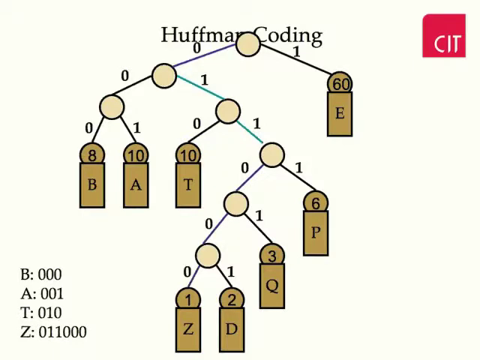And we get to Z by going left, right, right, left, left, left, which gives us 0, 1, 1, 0, 0, 0. Now you notice that the code for Z is quite long because it's very far down the tree. D is left, right, right, left, left, right, which is 0, 1, 1, 0, 0, 1. Q is 0, 1, 1, 0, 1. P is 0, 1, 1, 1 because it's left, right, right, right.